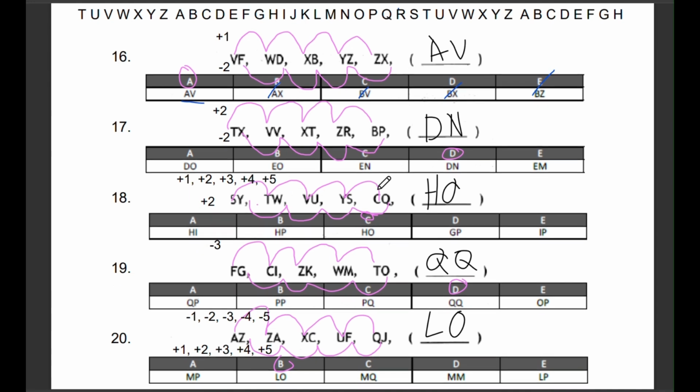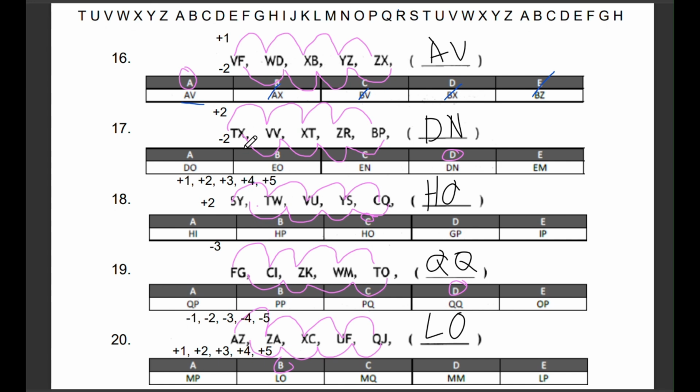Question 17. Okay, this series is TX, VV, XT, ZR, BP, and we have to figure out the next one. The options are A, D blank O. B, E blank O. C, E blank N. D, D blank N. E, E blank M. The correct answer here is D, giving us D blank N.